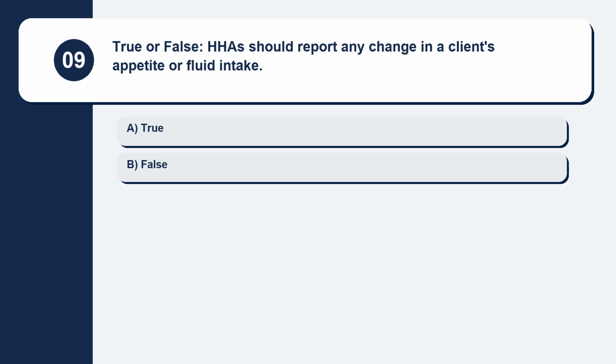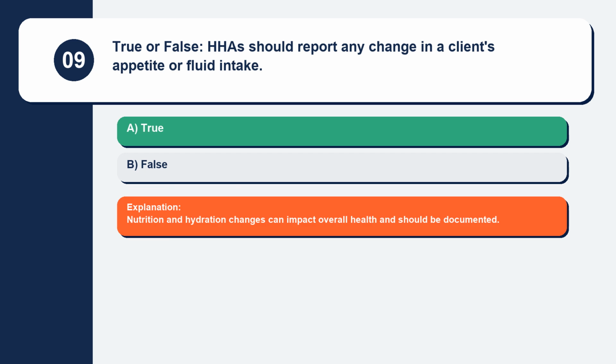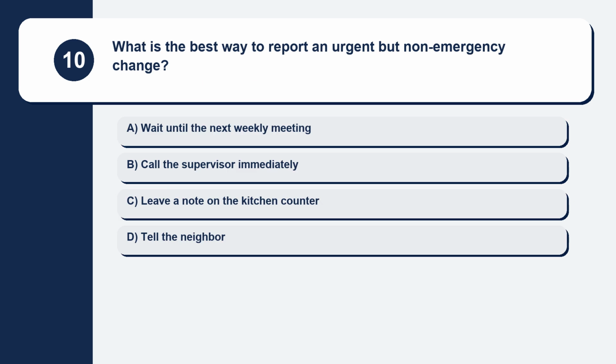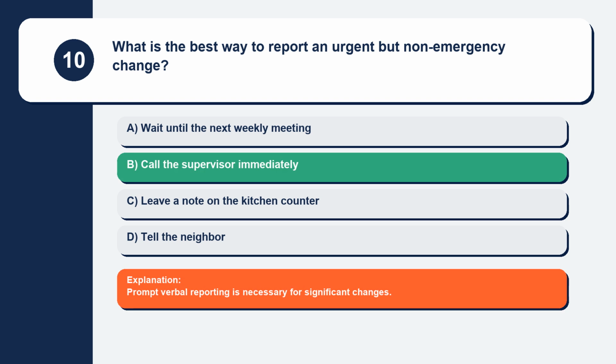Question 9. True or false, HHAs should report any change in a client's appetite or fluid intake. True. False. Nutrition and hydration changes can impact overall health and should be documented. Question 10. What is the best way to report an urgent but non-emergency change? Wait until the next weekly meeting. Call the supervisor immediately. Leave a note on the kitchen counter. Tell the neighbor. Prompt verbal reporting is necessary for significant changes.